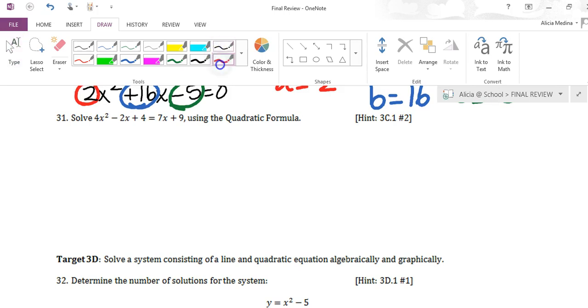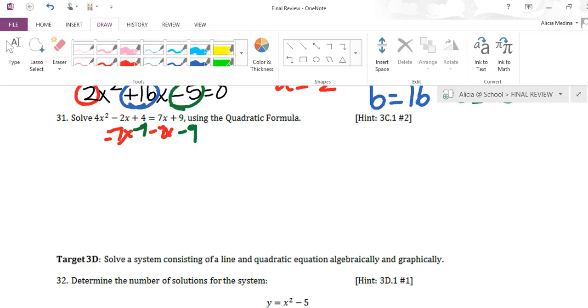So what I'm going to do here is stack up the terms that are alike. This 7x, I'm going to move it over, which would mean I am subtracting it with the other x over here on the side. And then my 9, I'm also going to subtract that over because that would be the opposite, and I'm going to put that underneath the 9.